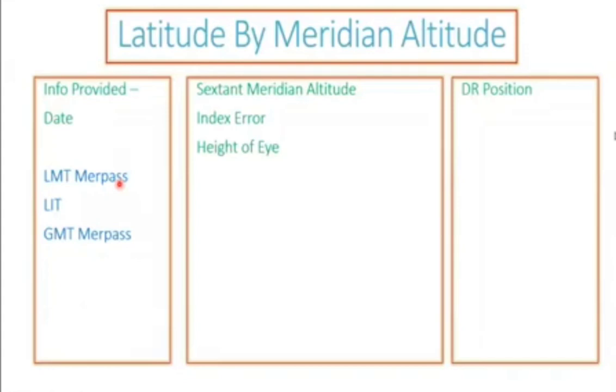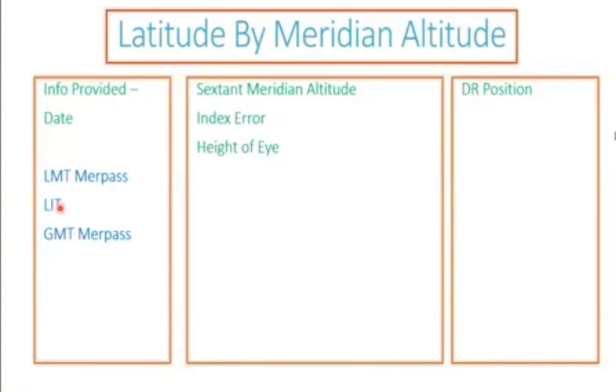Then for planets, again the LMT meridian passage of planets is also provided. It is given at the bottom of the page. For sun and moon, it is given at the bottom of the right side page, the daily page, the date page. And for the planets, it is given at the bottom of the left side page on the right corner. So bottom right corner of the left side page, you will have the LMT meridian passage of all the 4 planets. So we pick up this LMT meridian passage from the almanac, and we apply the longitude in time.